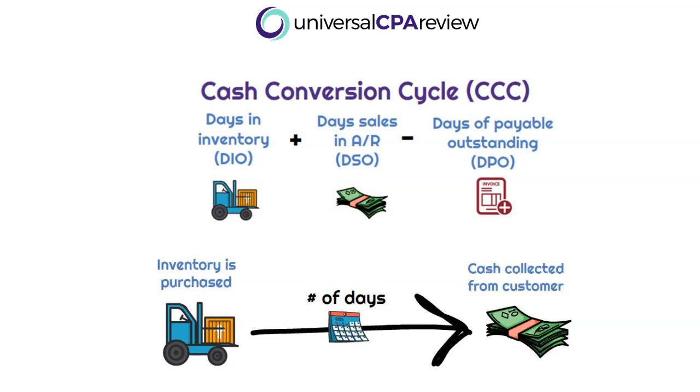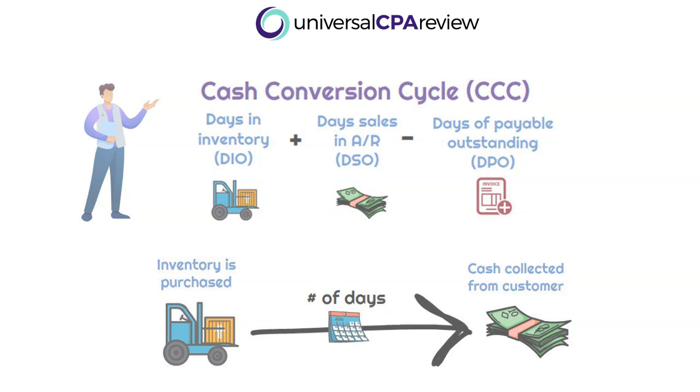And so as you can see, the formula, it's not too difficult. We start with days in inventory, which I'm also going to call DIO, which stands for days inventory outstanding. Those are interchangeable. And then we would add in days sales in AR, which the acronym is DSO, which stands for days sales outstanding, right? They're the same as well. And then we would subtract days of payable outstanding, which is DPO, right? So DIO plus DSO minus DPO. That is the cash conversion cycle.